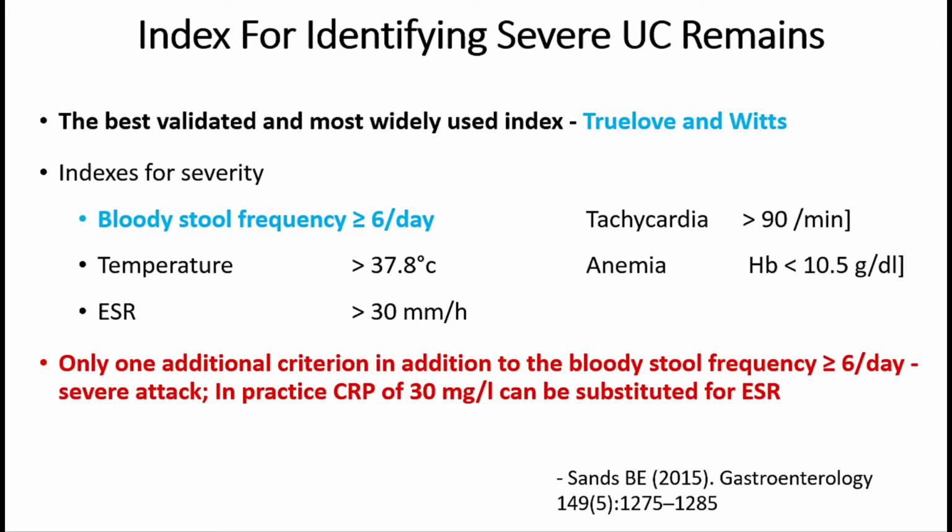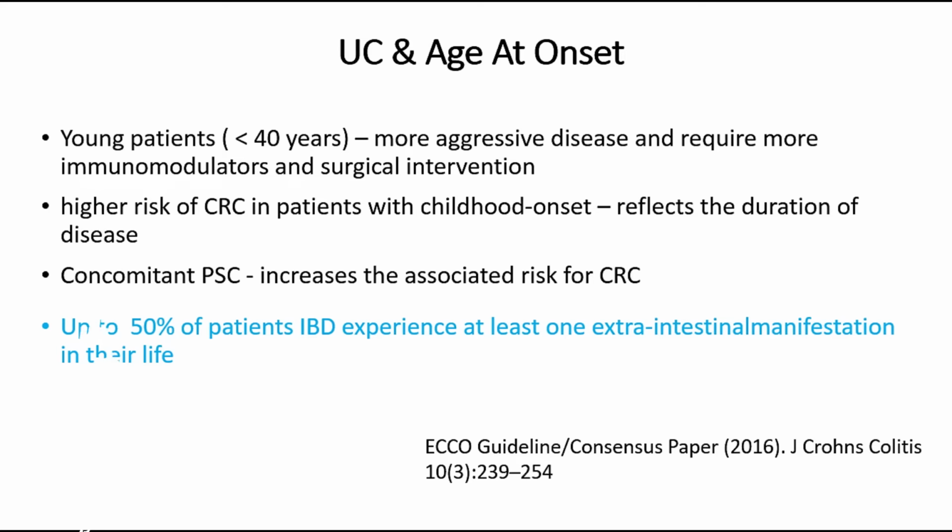Again, this is quite a frequently asked question in most competitive examinations: what are the different criteria of Truelove and Witts for ulcerative colitis? Now, age at the onset. Younger patients, age less than 40, have more aggressive disease and require more immunomodulators and surgical intervention. They are at high risk for colorectal cancer, which reflects the longer duration of disease.